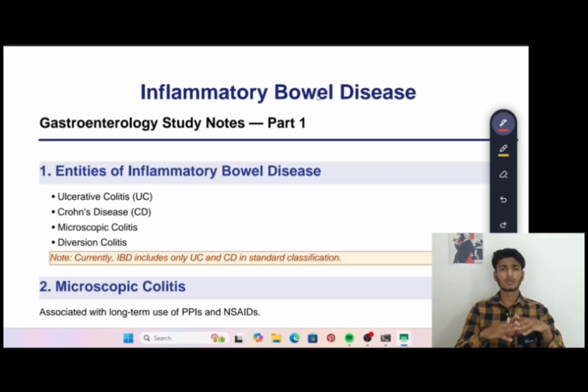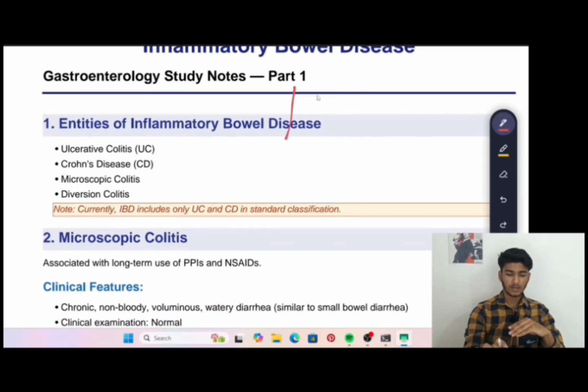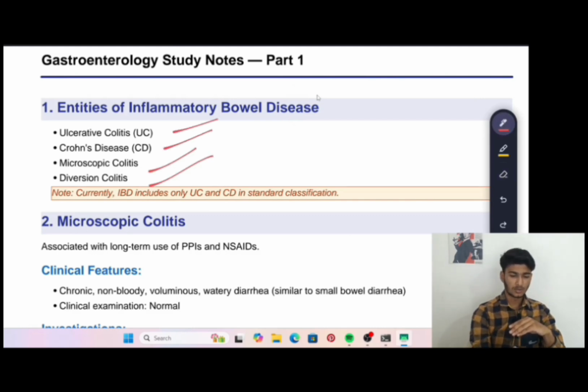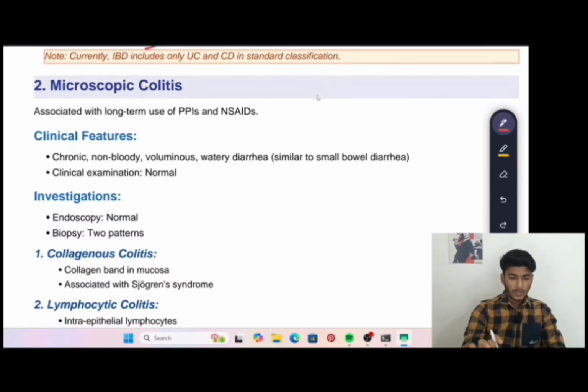What are the entities of inflammatory bowel disease? The entities are ulcerative colitis, Crohn's disease, microscopic colitis, and divergent colitis. First, we'll move on with microscopic colitis because it is short and sweet. Then divergent colitis. After that, we'll move to the differences between ulcerative colitis and Crohn's disease, the pathogenesis of each, then the pathology and some clinical factors. Well, moving on to microscopic colitis.